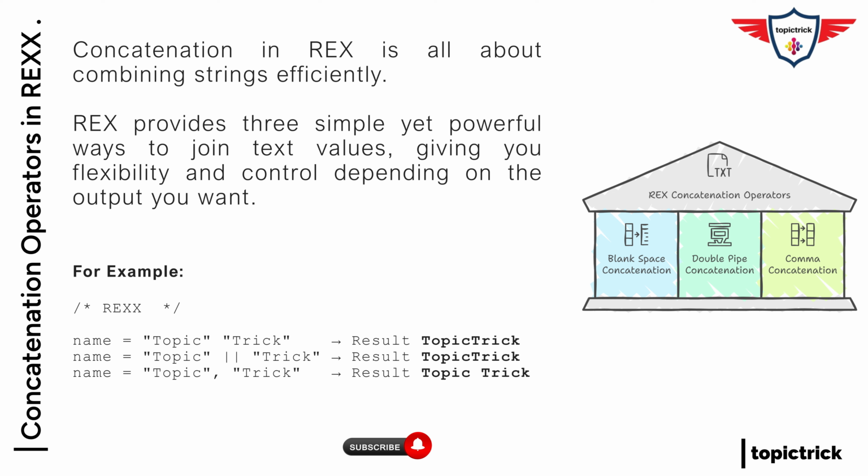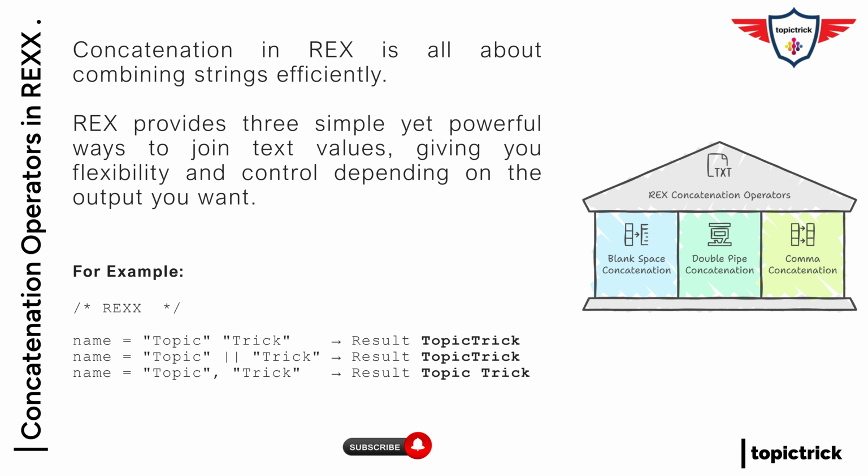The first and most common method is simple blank space concatenation. Yes, just putting a space between 2 strings joins them. For example, just write name equals topic trick. This will result in name having the value Topictrick without any space between the words. REXX trims the internal space when evaluating expressions like this.